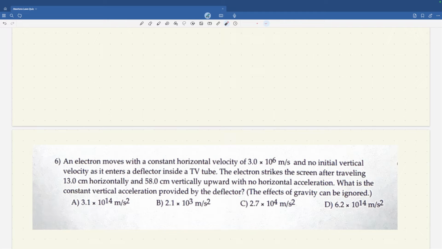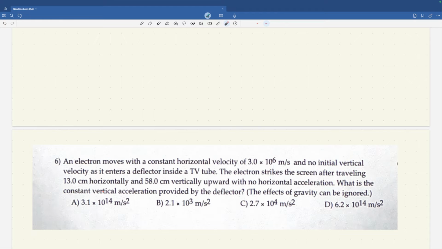In the next question, an electron moves with a constant horizontal velocity of 3.0 times 10 to the power 6 meter per second. That's really fast. And no initial vertical velocity. So it has a constant horizontal velocity but no initial vertical velocity as it enters a deflector inside a TV tube. The electron strikes the screen after traveling 13.0 centimeters horizontally and 58.0 centimeters vertically up with no horizontal acceleration. What is the constant vertical acceleration provided by the deflector?